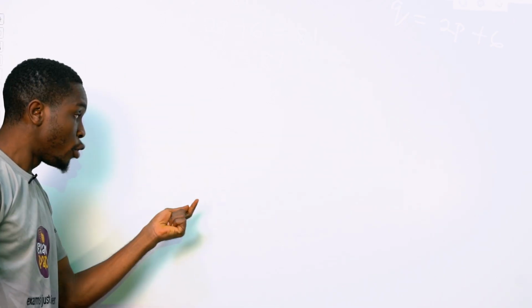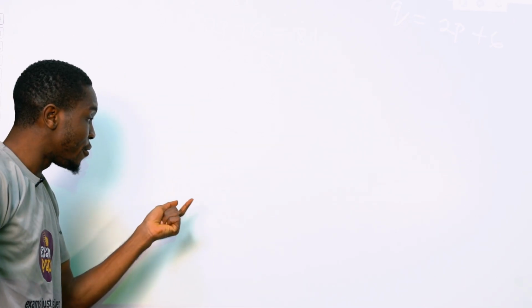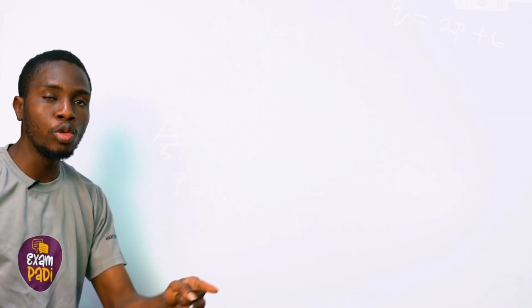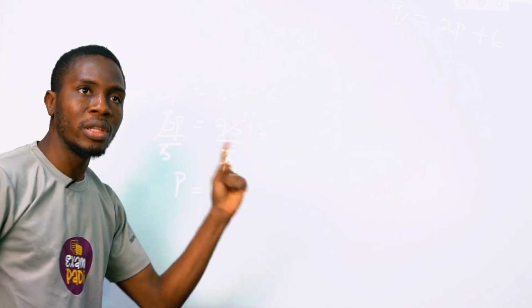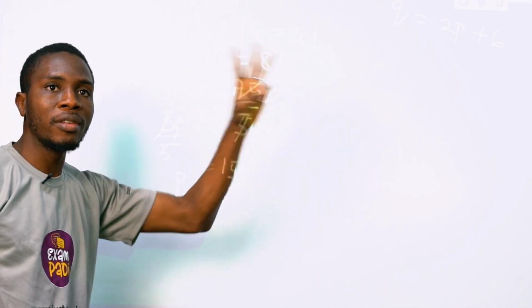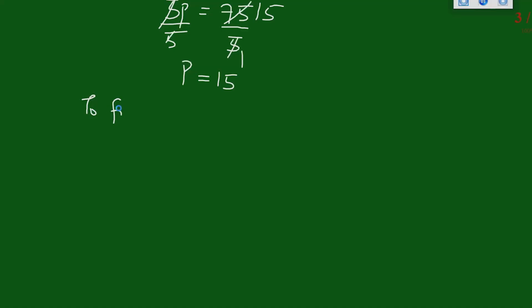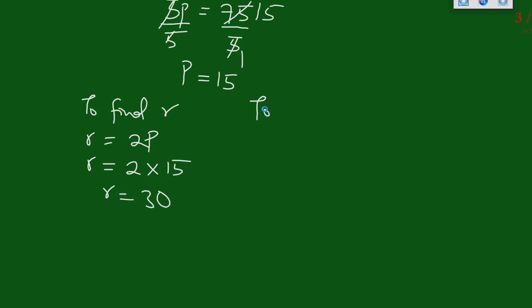We've only been able to calculate the value for P, but not for Q and R. So how do we find the value for Q and R? That will take us back to our three equations. To find R, remember equation 2 says R equals 2P. And what's the value of P? 15. So definitely R equals 2 times 15, and R equals 30.